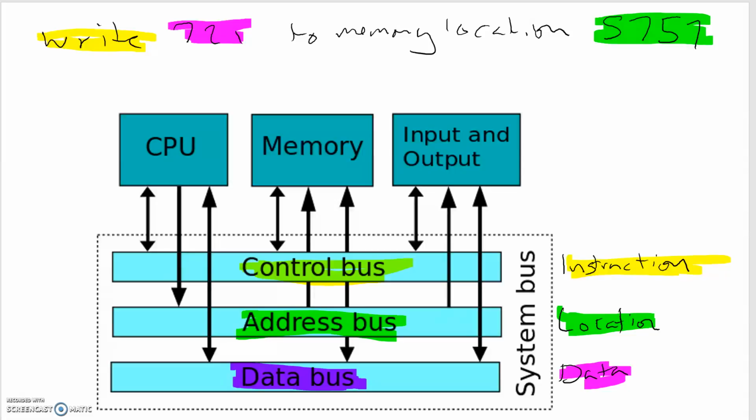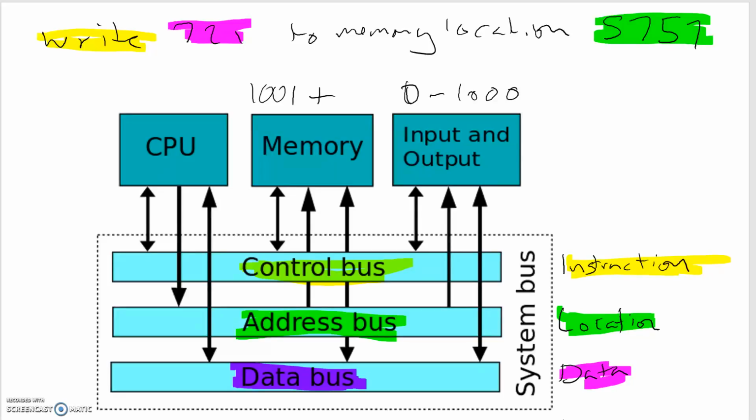Now the memory will know that 5757 is in its range. It's in the range of memory. Input and output will have a different range. So maybe input and output is 0 to 1000, and then memory is 1001 upwards. So the memory knows to pick this up, and because the address is not in this range, the input and output will ignore it. Because it's a write, the memory knows what it should do with it, and it picks the data up from the data bus.